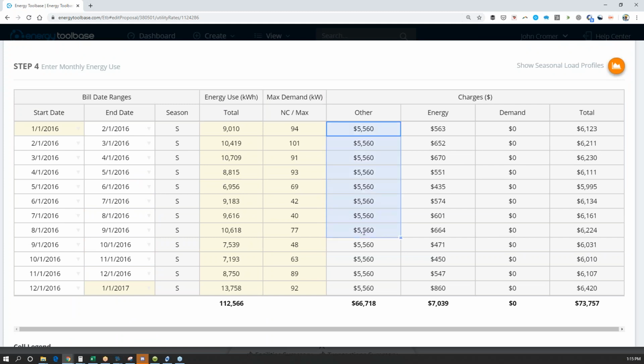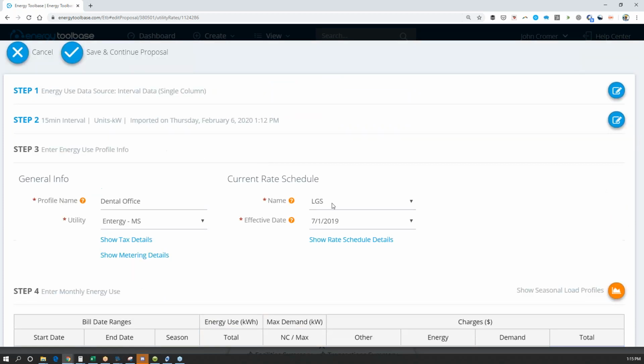And that's where, I guess, it's showing up as this tier 2 other demand charge, because that's what is substantially increasing their electric bill here.